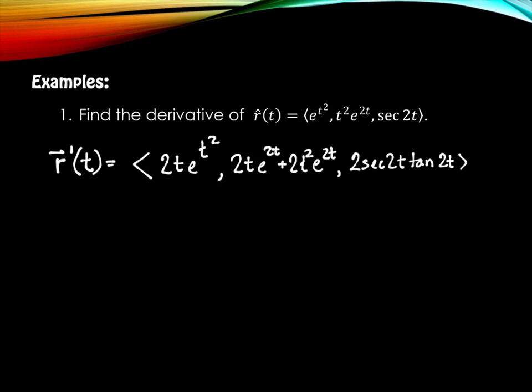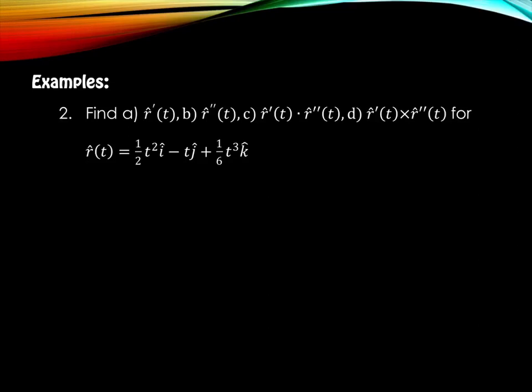Now, on our next problem, we're actually going to put a lot of the things that we've been doing with vectors in Chapter 11 and vector valued functions from 12.1 together. So the first thing it asks us to do is it gives us a list of things. It's going to ask us to find the derivative, the second derivative, the dot product of the first and second derivative, the cross product of the first and second derivative, and then it gives us the vector function itself. So the first thing we're going to find is r prime of t.